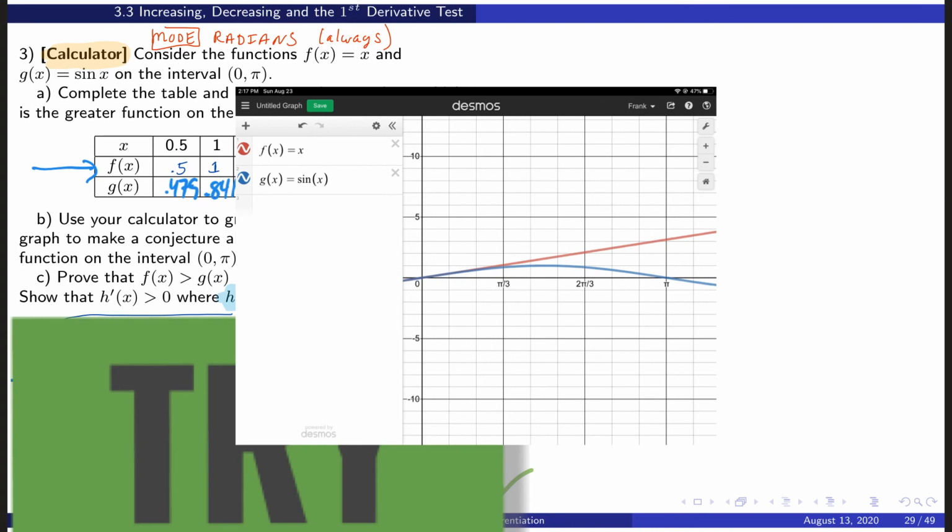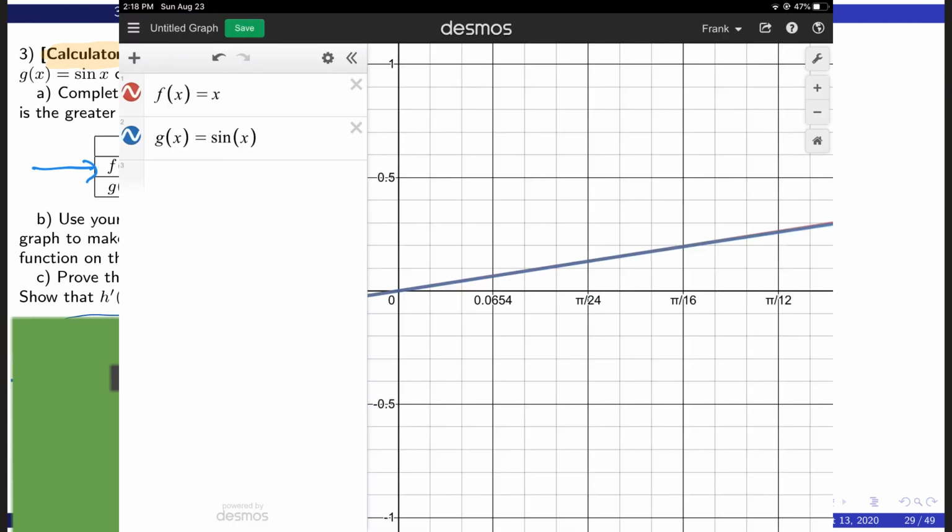And if I zoom in, it's hard to tell. I've zoomed in now so that you can see that I'm at pi over 16, which is zoomed in from the previous graph, but I still can't tell which one's greater. So the calculator doesn't really do us much good. We need a more rigorous way of knowing which is the greater graph.